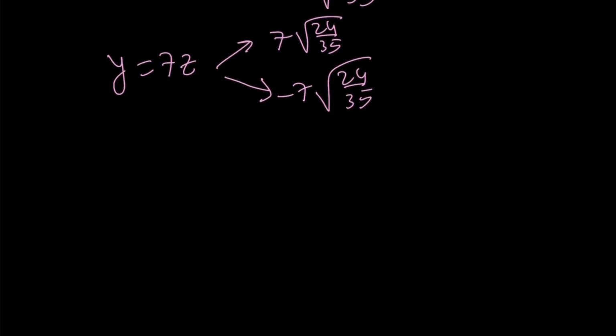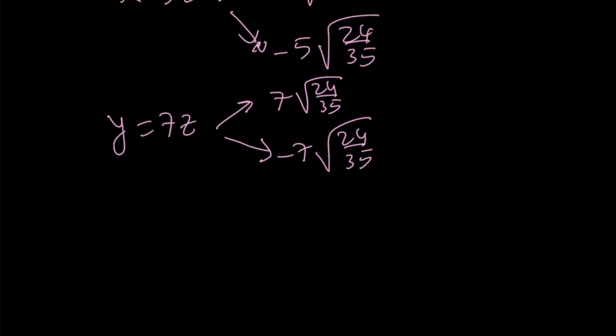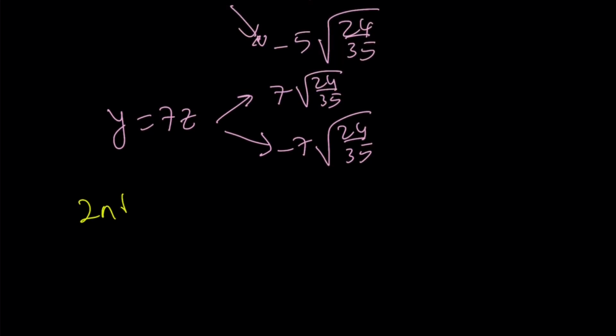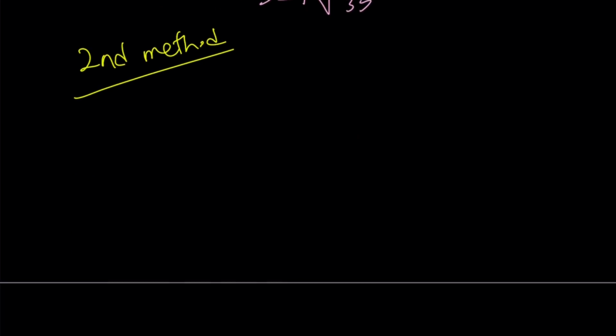Let's go ahead and take a look at the second method, and hopefully we're going to be able to compare these two methods. My second method is obviously different. Let me rewrite all the equations. So I have (x plus y) over xyz.